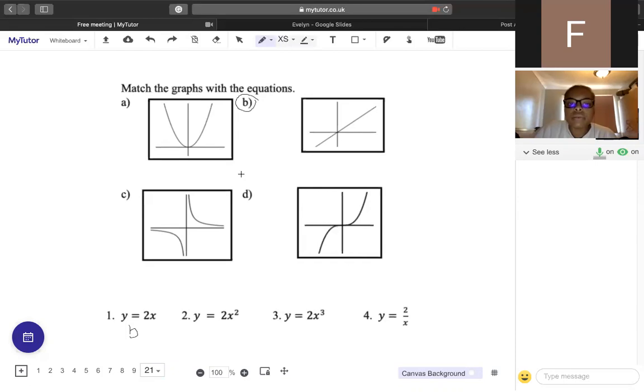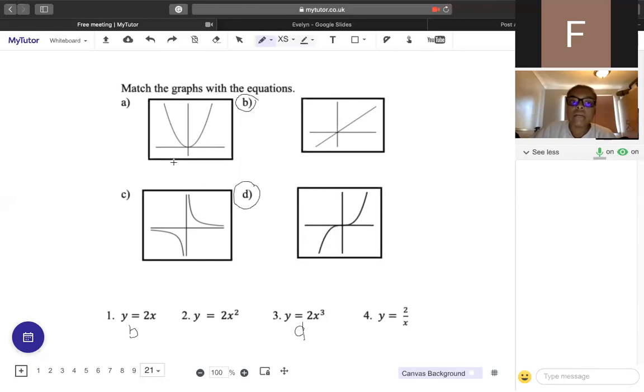Now, the other one, which we are very familiar with now, is either a cubic graph or a quadratic graph. So our cubic graph is D, because that's what we were doing today. Now, a cubic equation is when you have an x cubed, and the only one down here which has an x cubed is equation 3. So D would be a cubic graph.